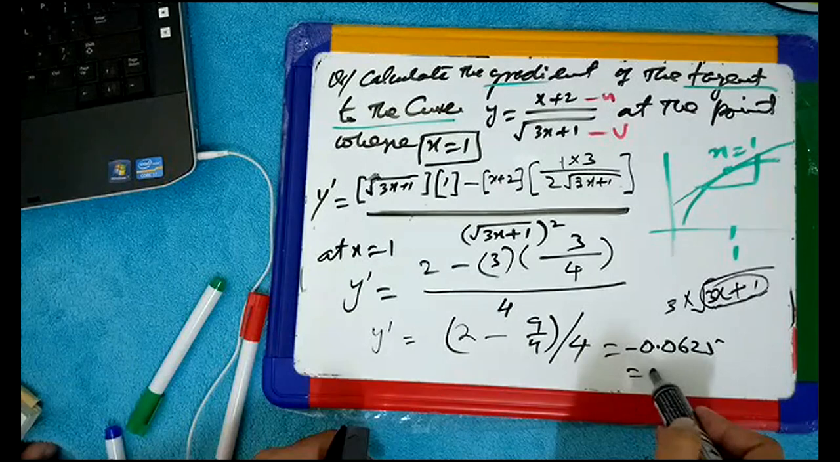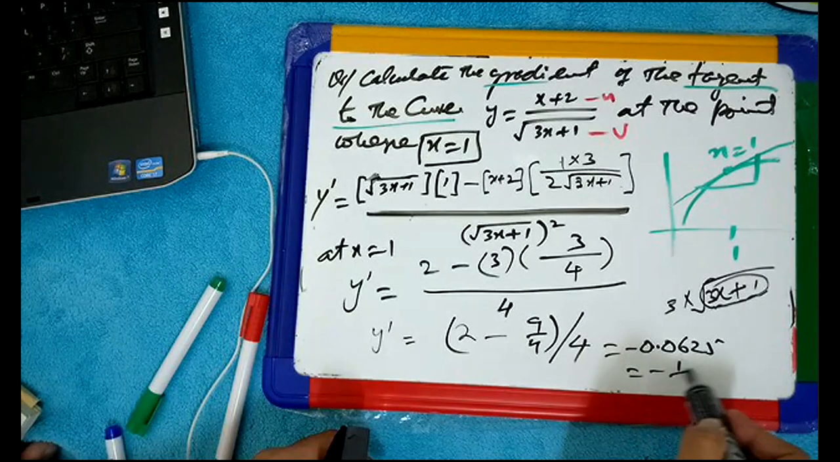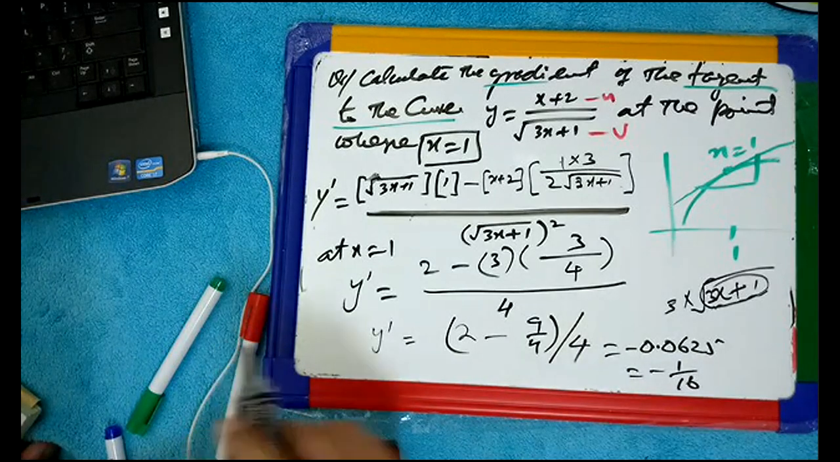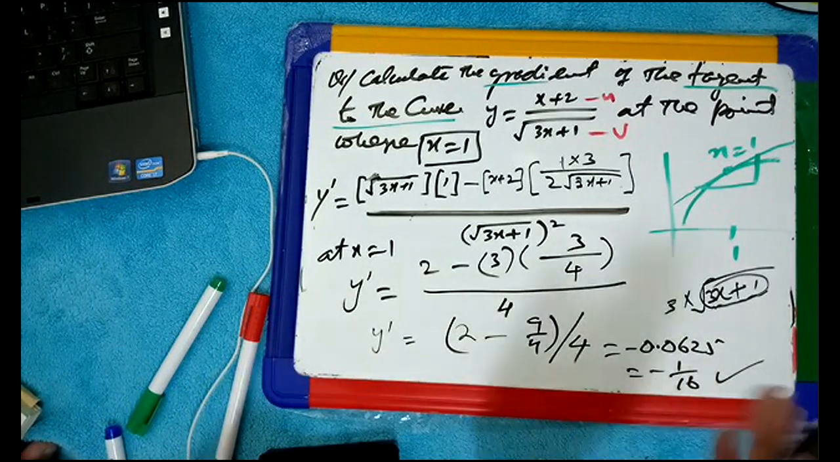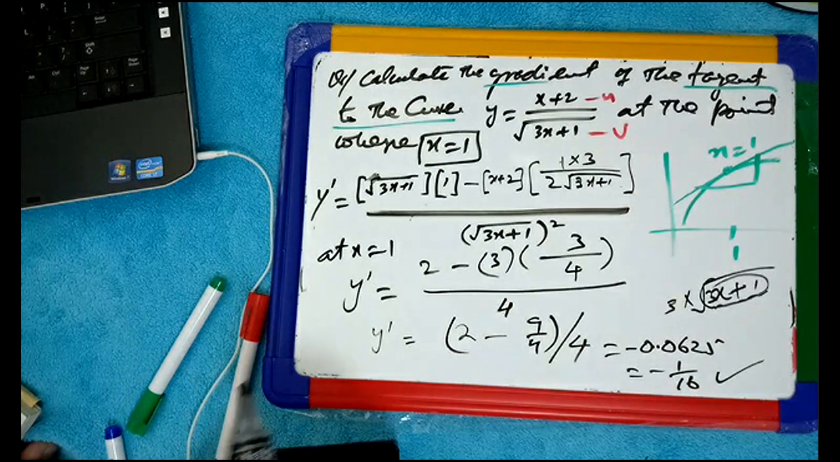Minus 0.2 divided by 4. So it's minus 0.0625 or minus 1/16. That's also good. Sometimes if they say prove this, minus 1/16, you will write this answer. If they do not say anything, you can write in decimal. Got it?